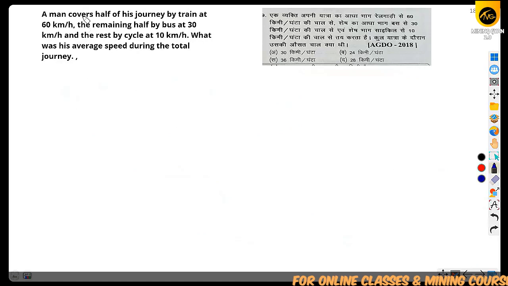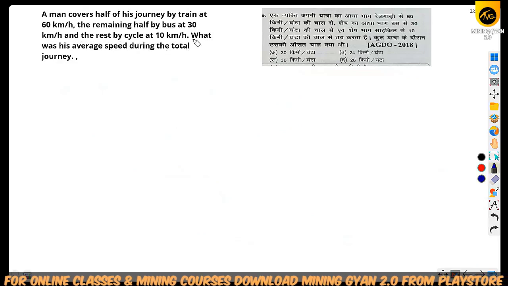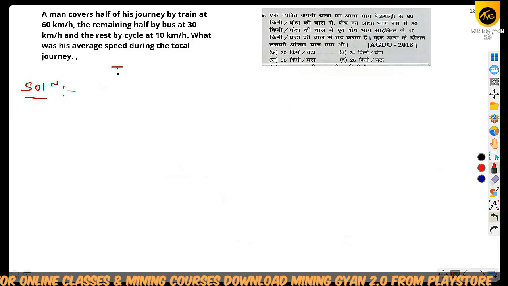A man covers half of his journey by train at 60 km per hour, the remaining half by bus at 30 km per hour and the rest by cycle at 10 km per hour. What was his average speed during the total journey? So in this case, we have different vehicles, or you can say different mediums of traveling. A man covers half of his journey by train at 60 km per hour.